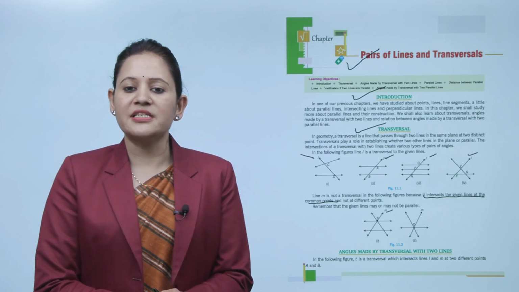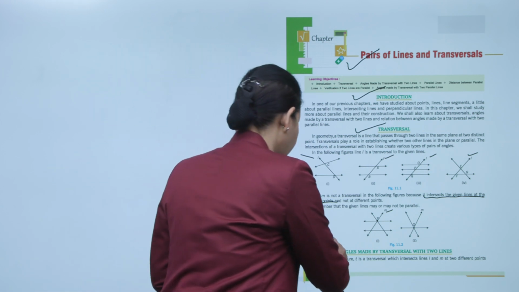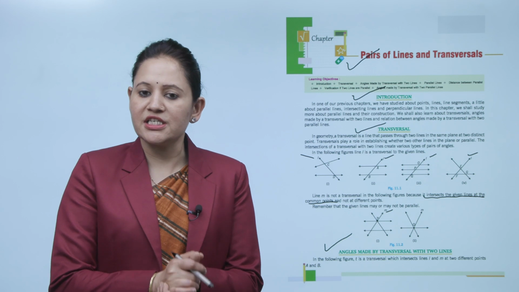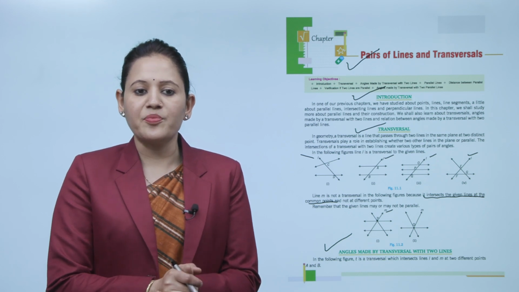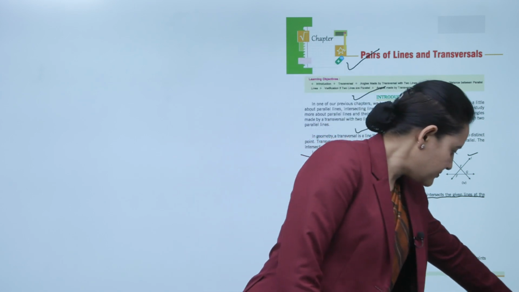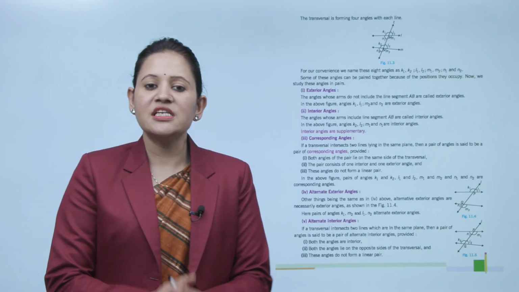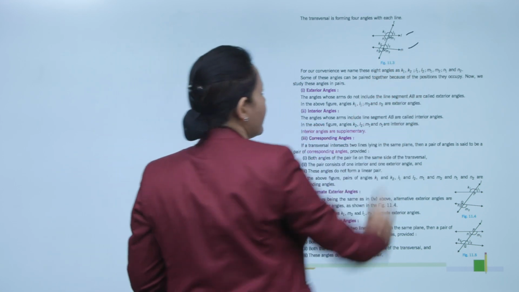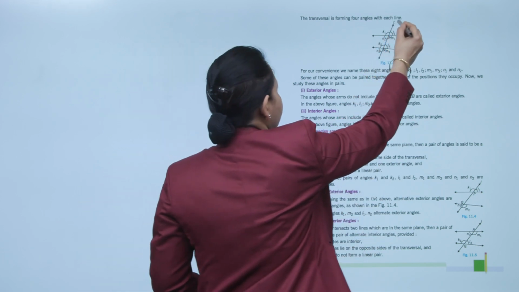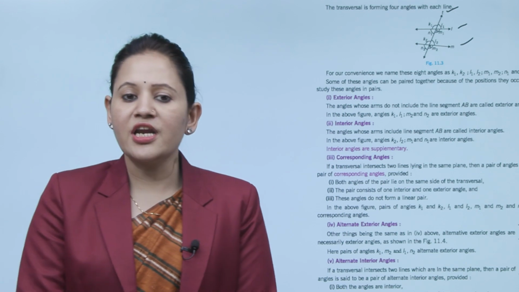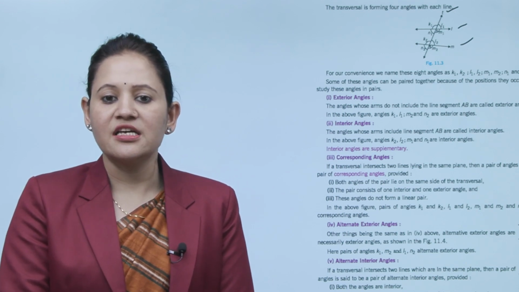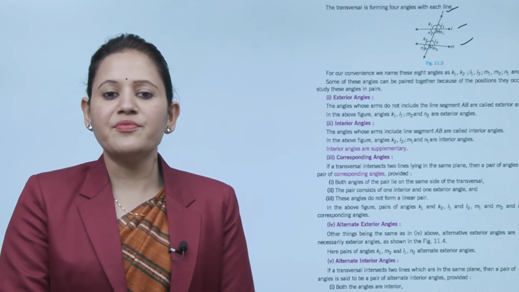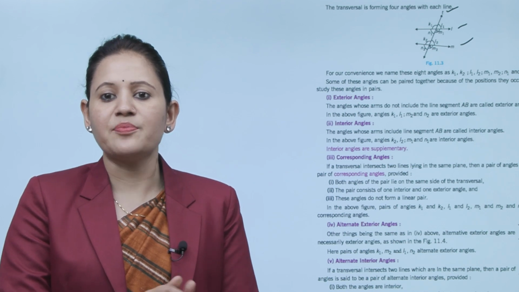Next is angles made by the transversal with two lines. In the following figure, T is a transversal which intersects the lines L and M at two different points A and B. The transversal is forming four angles with each line. Here, two lines L and M, and T is a transversal. For our convenience, we name these 8 angles K1, K2, L1, L2, M1, M2 and N1, N2. Some of these angles can be paired together because of the position they occupy.